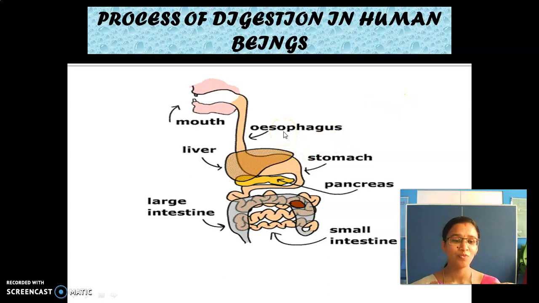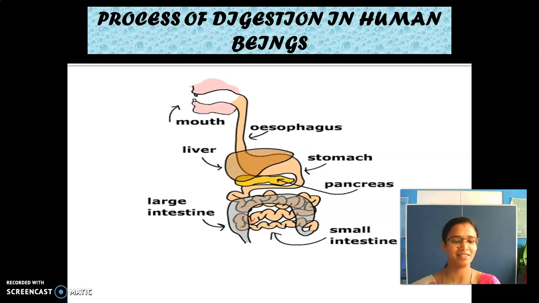There are many glands which are associated with the alimentary canal. See here: the esophagus, stomach, pancreas, small intestine, large intestine, mouth. These are all alimentary canal parts. And what are the glands associated with it? Name the 3 glands. Salivary gland, good, and then liver and pancreas, super. So these together are called the digestive system.